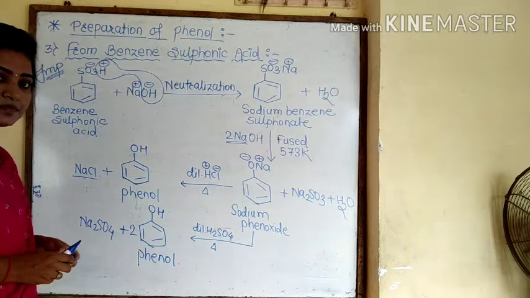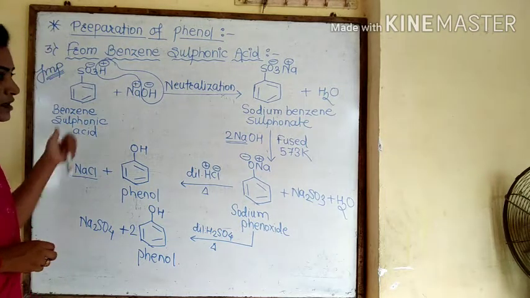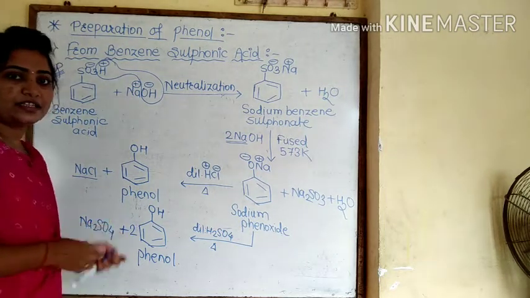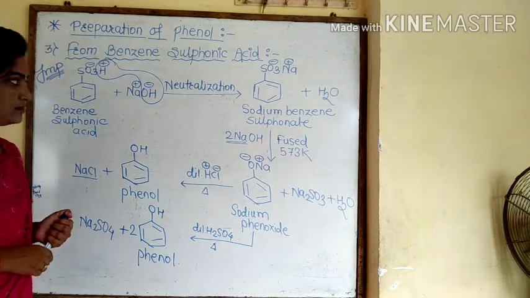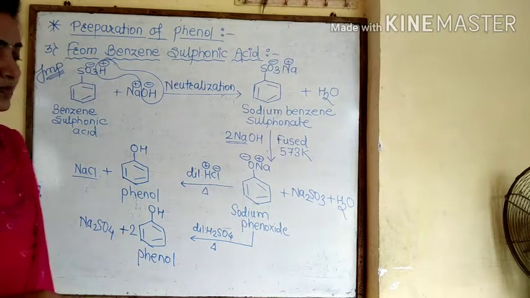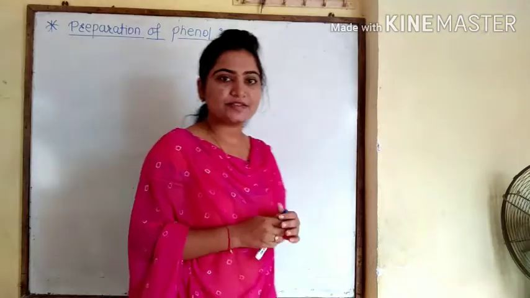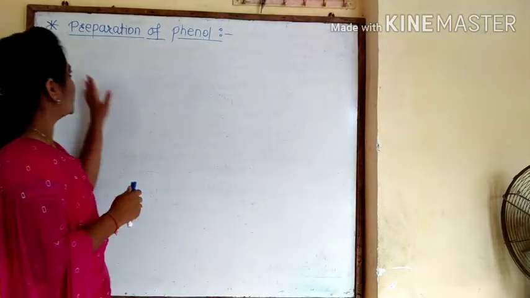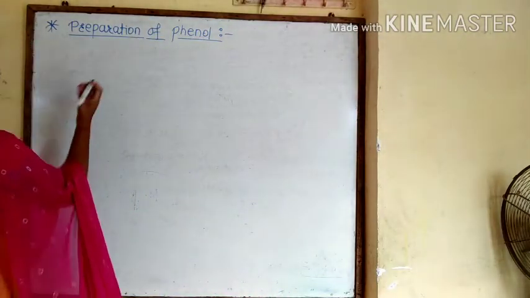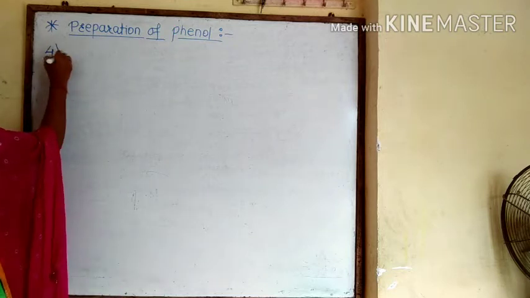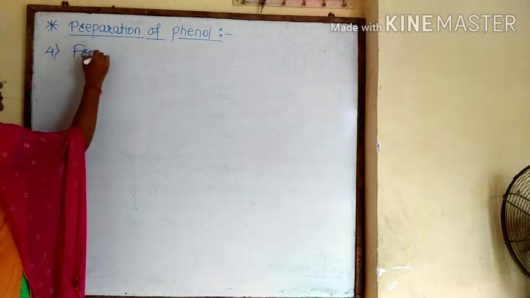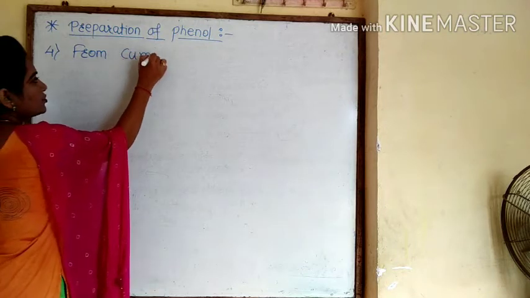काही प्रॉब्लेम आहे? ठीक, लिहून घ्या एवढं बोर्डवरचं. नेक्स्ट रिएक्शन पाहू आपण फ्रॉम क्युमीन. नेक्स्ट रिएक्शन it is from cumene. Again preparation of phenol from cumene. Number 4, from cumene.